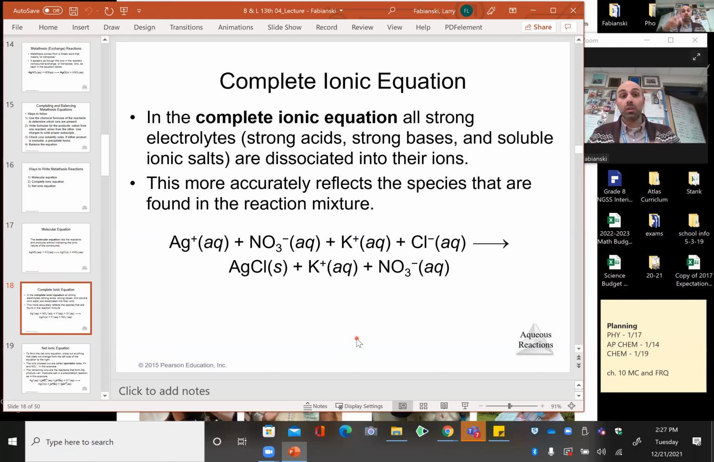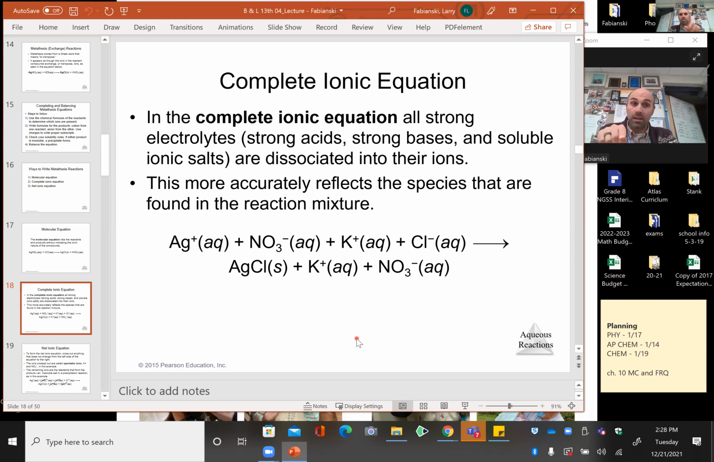Wait a minute. Why is the silver chloride not written as ions? Well, the answer is right in here. But to get a better understanding, let's go back to the previous slide. What's the difference with silver chloride? Take a look. I know you see it. And by now, you've probably already said it. It's got an S. It's a solid, which means it has precipitated out.